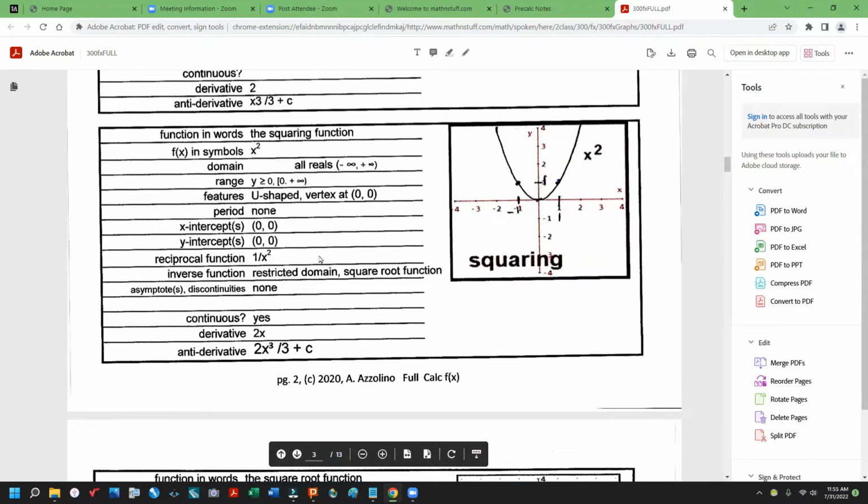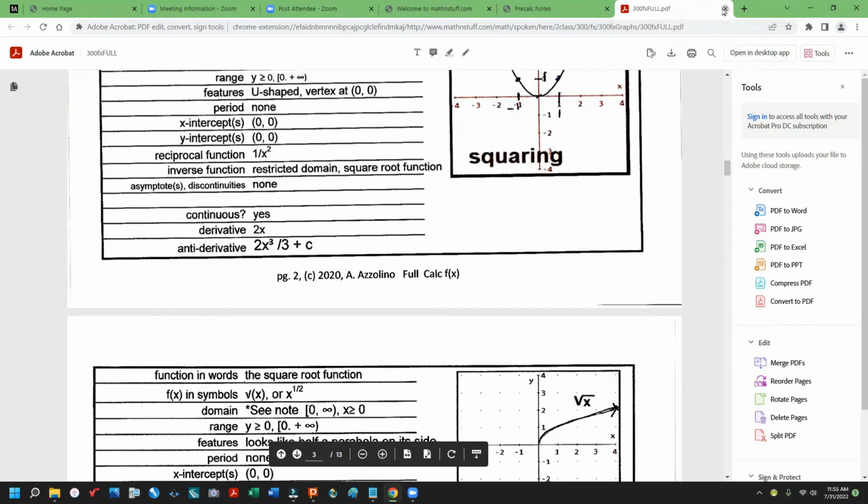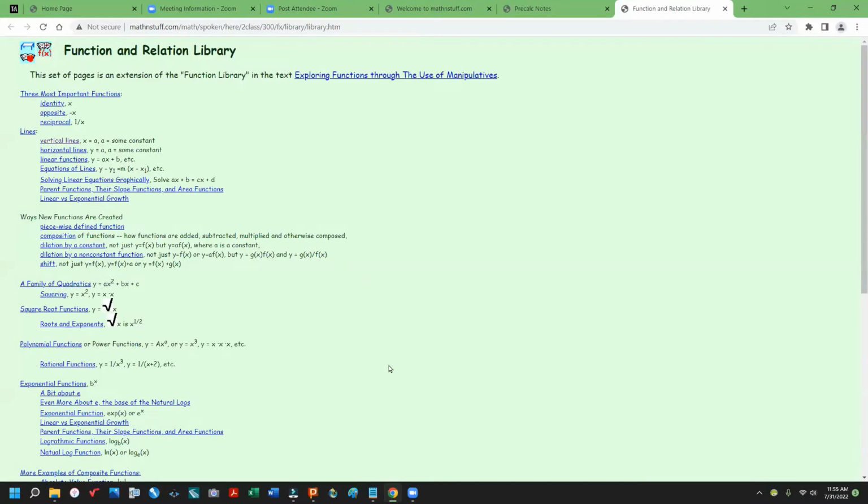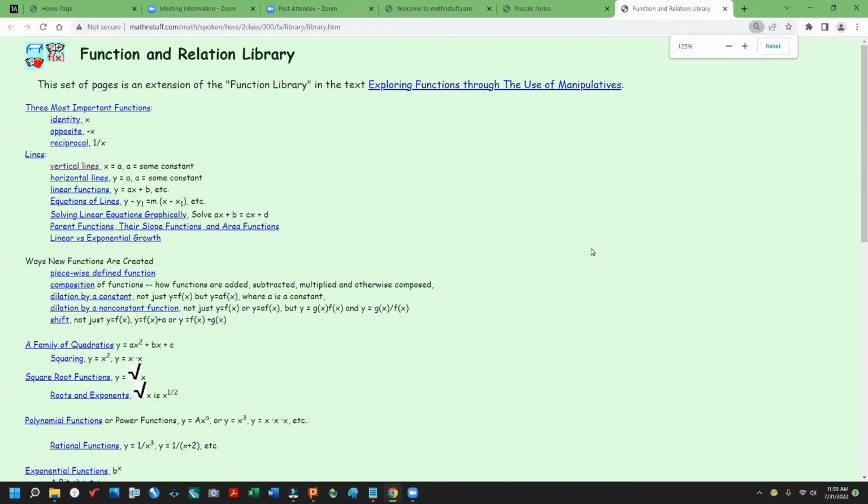Let's look at the parabola. Domain, all reals, range is y is greater than or equal to 0. Continuous, derivative, antiderivative, and so on. Okay, now those are just the inside cover information, more extensive than you'd find normally. But in addition to that is older, more expansive material. I just hit the function library.